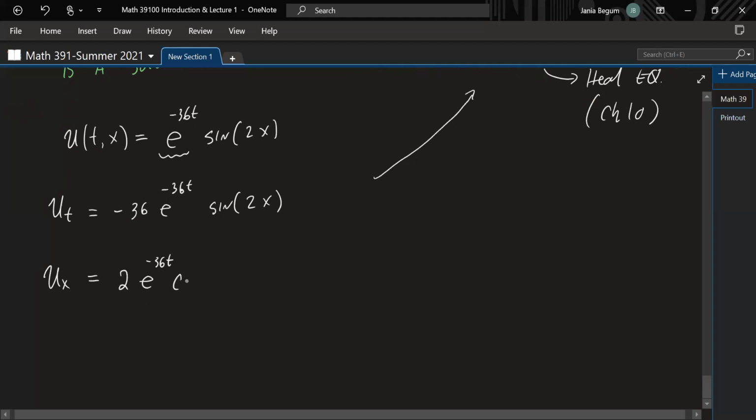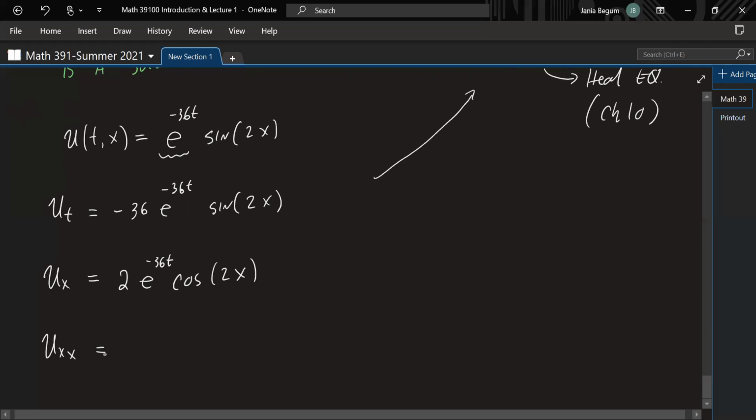So 2 cosine 2x. Great, so hopefully you all remember your product rule and quotient rule, all those fun things from calculus. Take them over here and have fun with them. Now we're going to take the second partial of this. So I want to find u_xx.